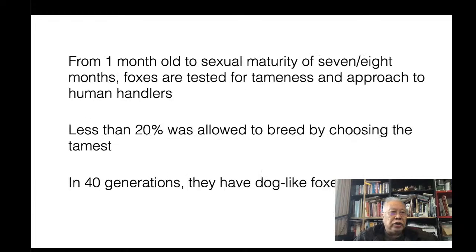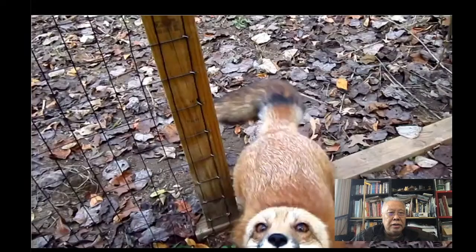So the actual process is from 1 month old to its sexual maturity, which is about 7 to 8 months. They are tested for the tameness, and then only those who are the tamest, 20%, are selected. So in about 40 generations, they behave like dogs. Here's another example of one of those tame foxes now.